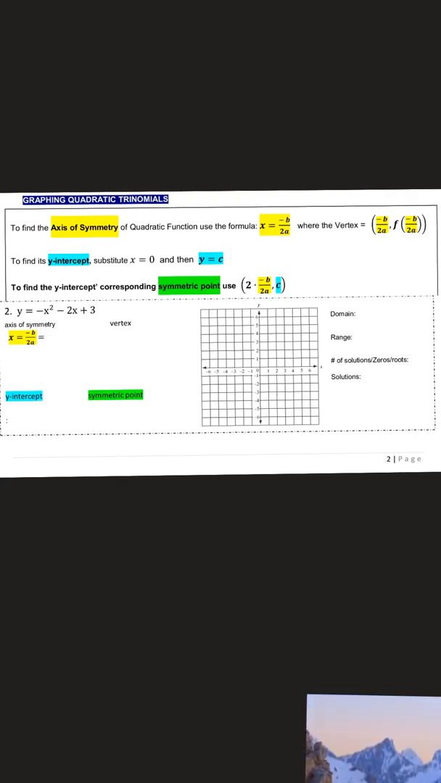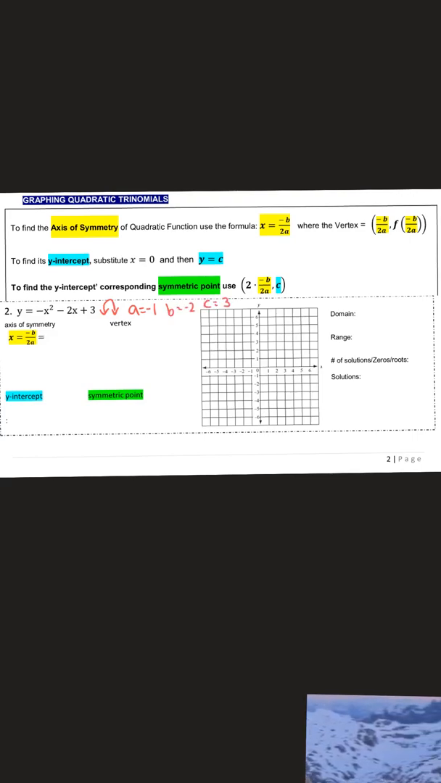All right, number 2. So this parabola, I see that my first term, my a term, is negative, so it's going to be an unhappy face parabola. And then from there, let's list our a, b, and c. So I have a equals -1, b equals -2, and c equals 3.